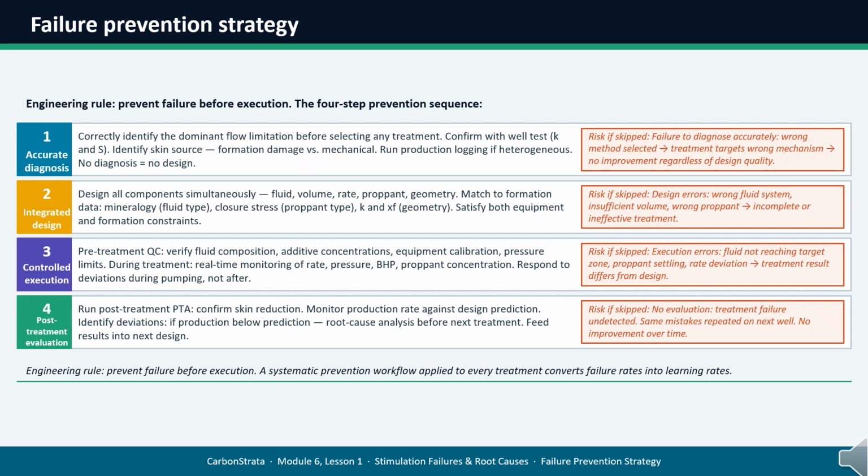First layer. Diagnosis control. You must identify the dominant flow limitation. Measured, not assumed. If diagnosis is wrong, everything that follows is irrelevant. Now define failure if missed. Wrong method. 0 improvement.